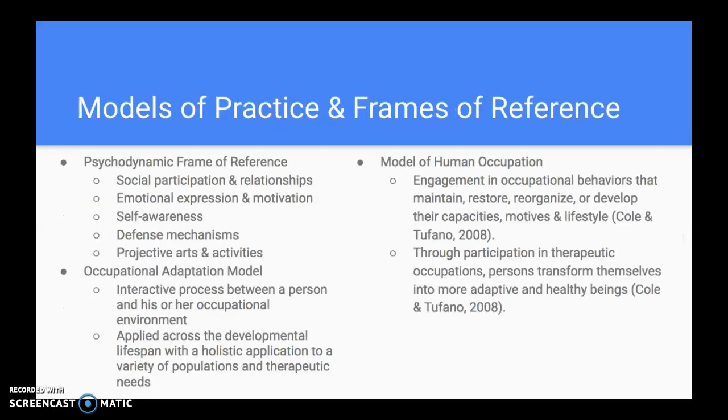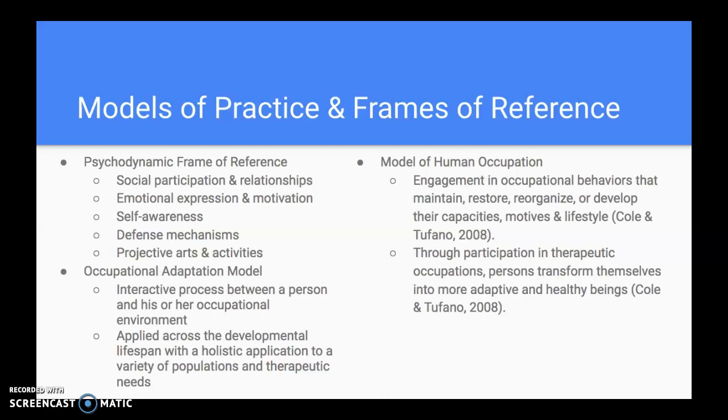For the models of practice and frames of reference, again, I think it's important to pull from as many as we possibly can because this is such an in-depth and quickly deteriorating diagnosis. So the psychodynamic frame of reference is a great one to start to use. This is a diagnosis that people get, and the prognosis of it is death. The psychodynamic frame of reference breaks intervention down into 5 categories, things to look at, including social participation in relationships, emotional expression and motivation, self-awareness, defense mechanisms, and projective arts and activities.